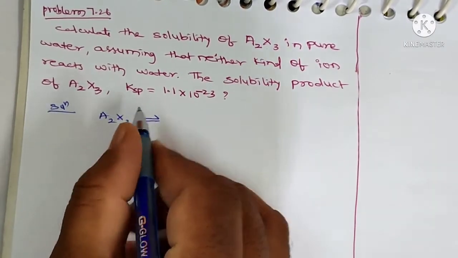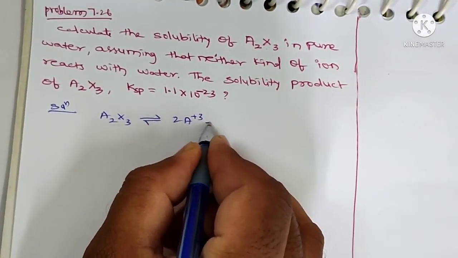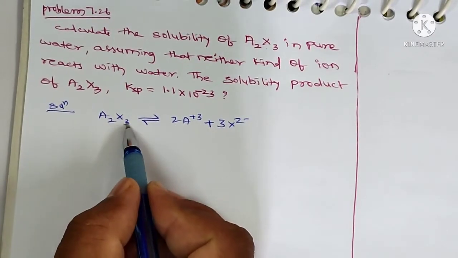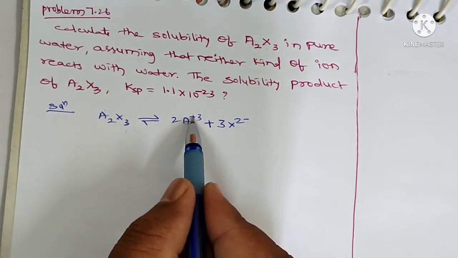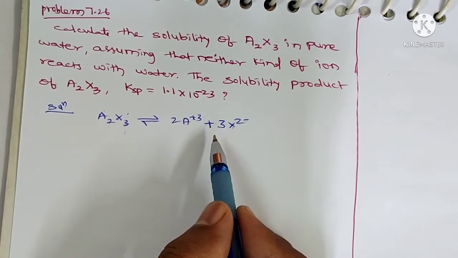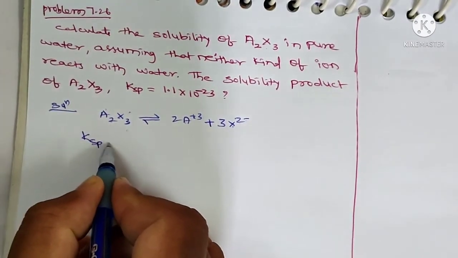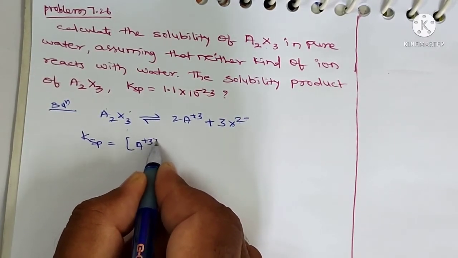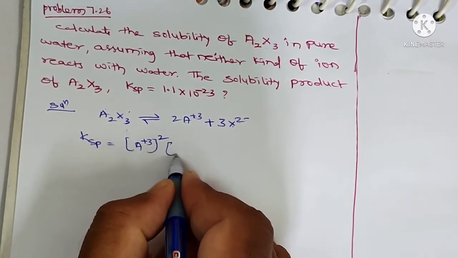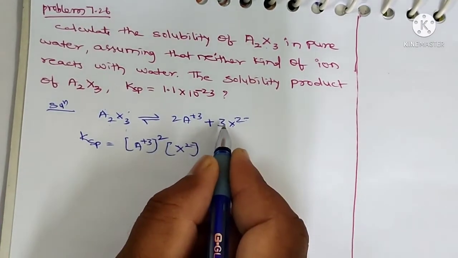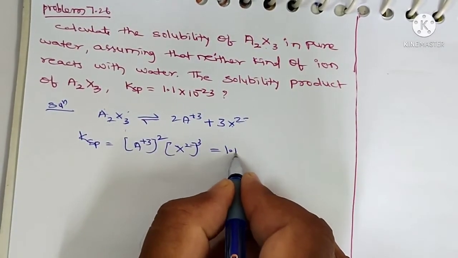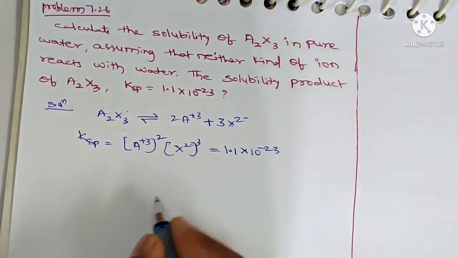So here the salt A2X3 dissociates into 2A plus 3 and 3X2 minus. So this 3 comes here, meaning the charge of the cation is plus 3, and 2 comes here, and the charge of the anion is 2 minus. So the solubility product Ksp is equal to A plus 3 to the power 2 and X2 minus to the power 3, and Ksp is 1.1 into 10 to the power of minus 23.